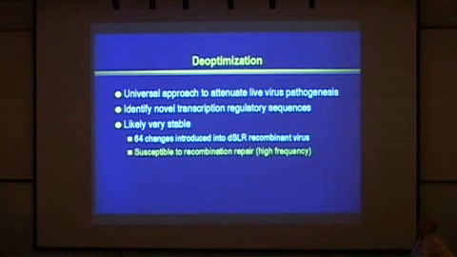Okay, so our data certainly is in agreement with Eckert's work that suggests that deoptimization, or strategies to downregulate translation of viral genes, could function as a universal approach to attenuate pathogenesis. In the case of coronaviruses, we can identify novel transcription regulatory sequences that we didn't know exist. We're trying to decipher that, and these are likely very, very stable. However, in the case of coronaviruses and polioviruses, these are both susceptible to recombination repair. And so we needed a strategy to get around that.